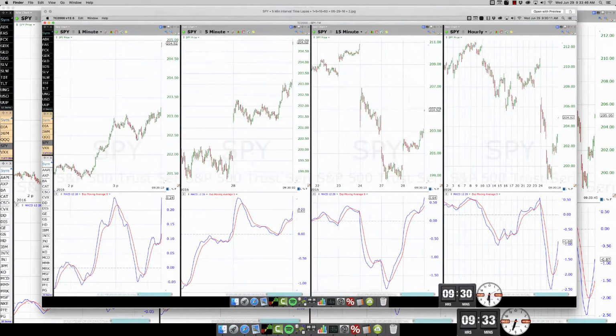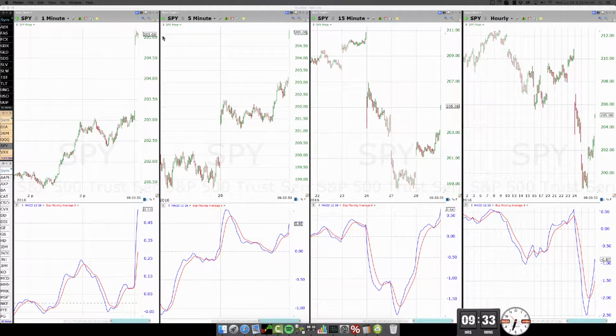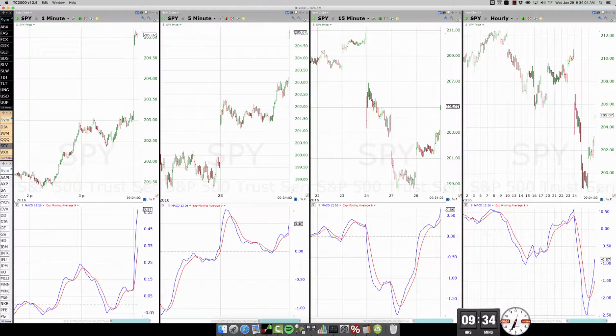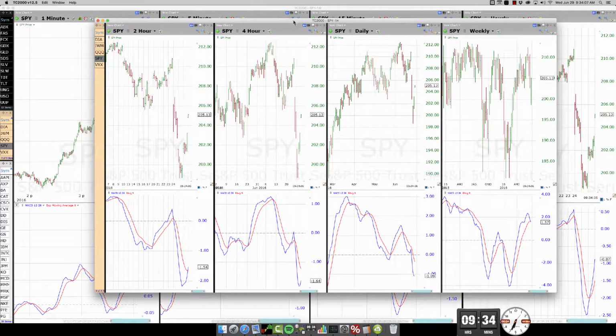You look at that 5, 15, hourly. The 1 minute is technically topping. And I can show you really fast the 2 and 4 hour charts. The 2 hour grabs momentum to the upside, the 4 hour turns, we know that the daily flattened.